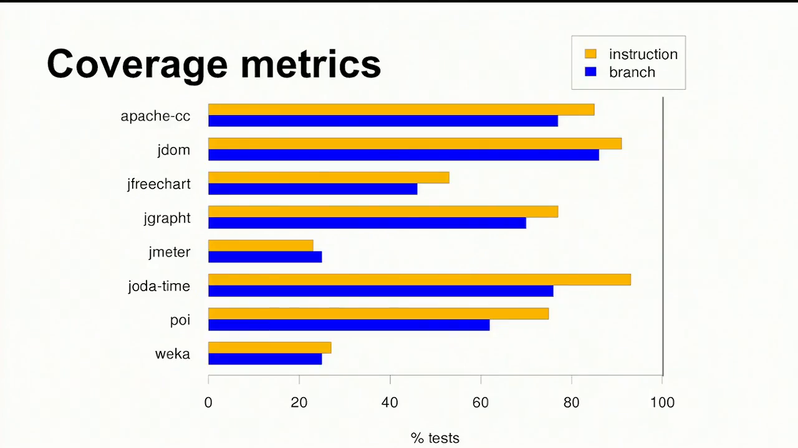And it also correlates, by the way, with the benchmarks that had very few lines of code. They also have low coverage. So Weka was in the category of not many tests. JMeter was also in this category. You can also see that instruction and branch coverage are pretty similar, and you probably already know this.